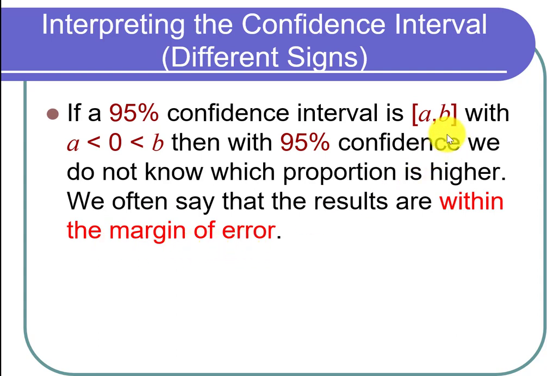Now the A and B do have meaning. Let's say A is negative 0.00003 and B is positive 0.00001.